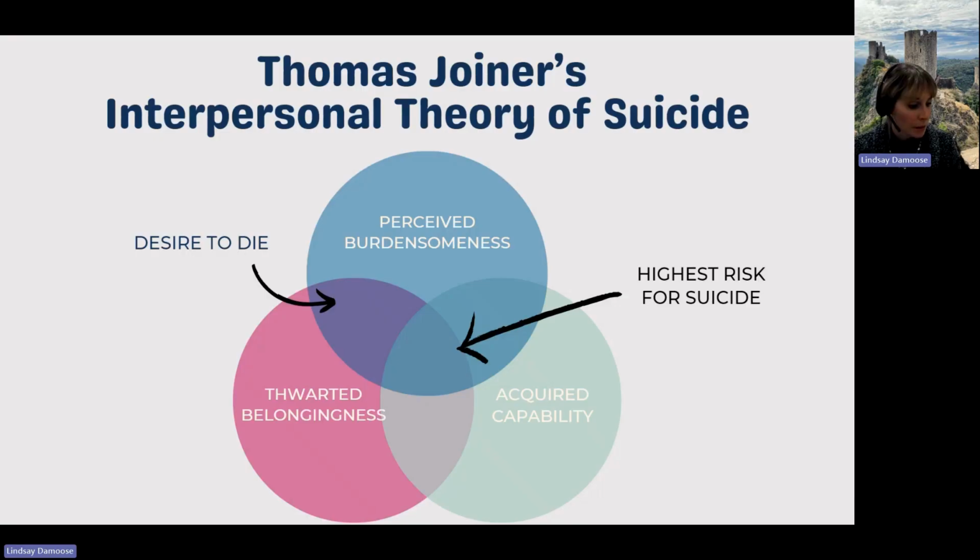And it makes a really big difference in terms of what risk I determine them to be at. When they have all three of these factors of perceived burdensomeness, thwarted belongingness, and the fact that my client does not fear death, that's when I know that I really need to keep an eye on them and that they need more support.